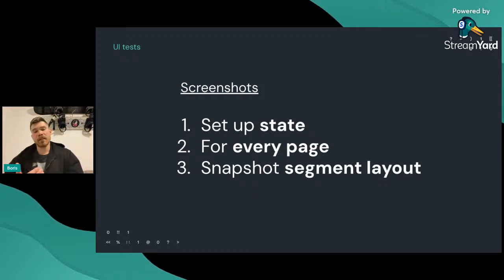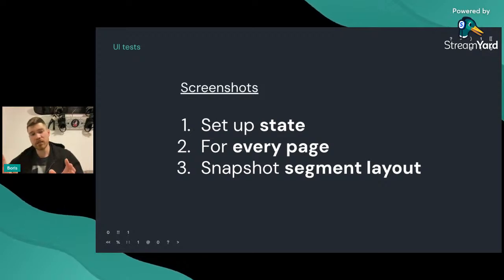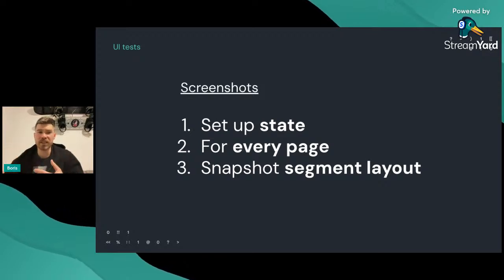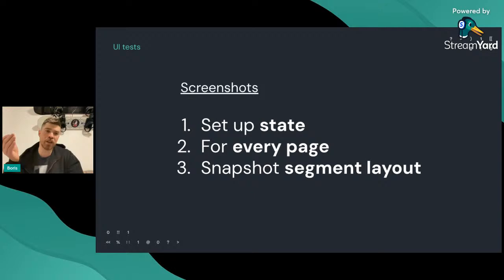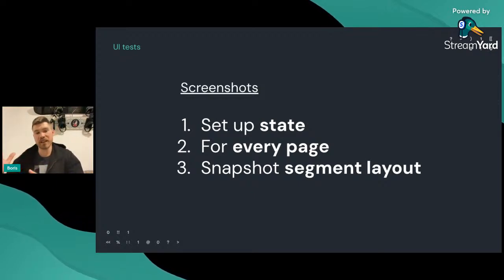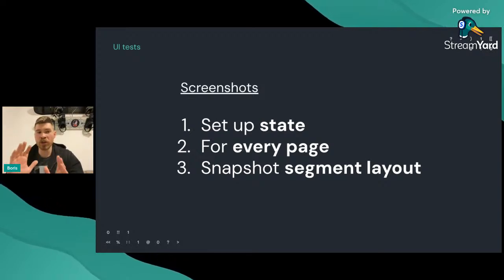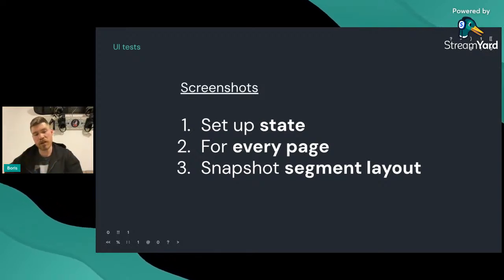It's done in a simple, straightforward way. You set up your state, any combination of states that you may have. In our example, it was some to-dos, no to-dos. And for every page, you want to take a snapshot of the layout of every segment. Note here, we are not interested in every single possible state of each component. We are only interested in the overall application layout now.